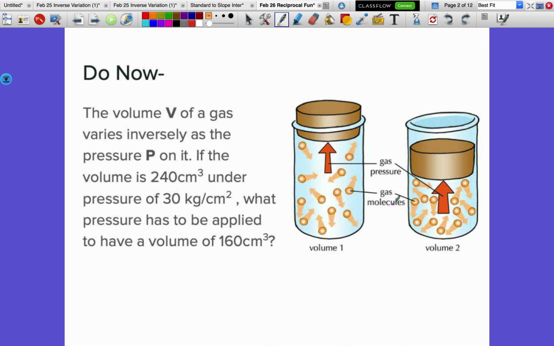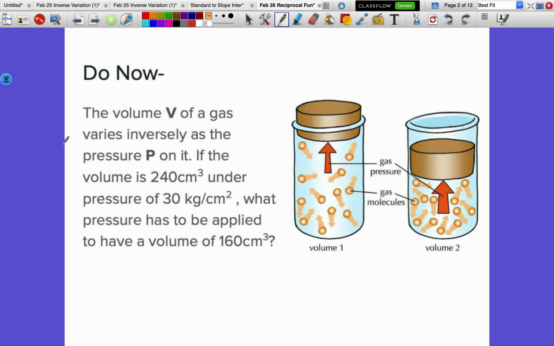The volume of a gas varies inversely as the pressure on it. If the volume is 240 centimeters cubed under pressure of 30 kilograms per centimeter squared, what pressure has been applied to have a volume of 160 centimeters cubed?